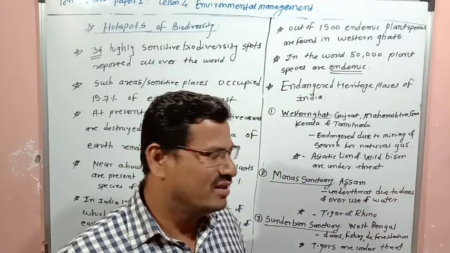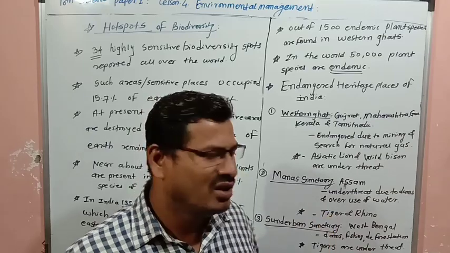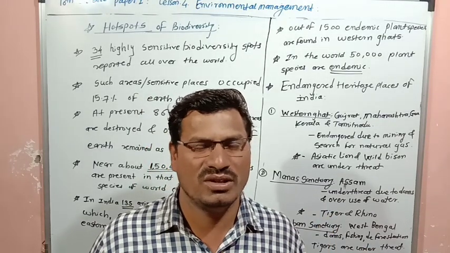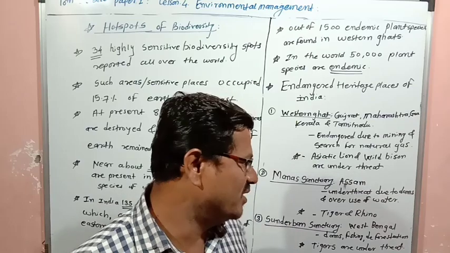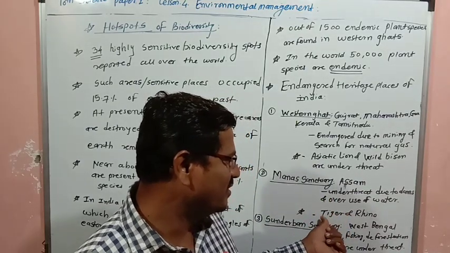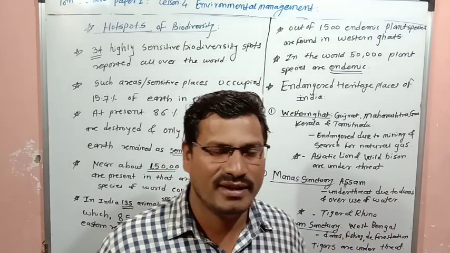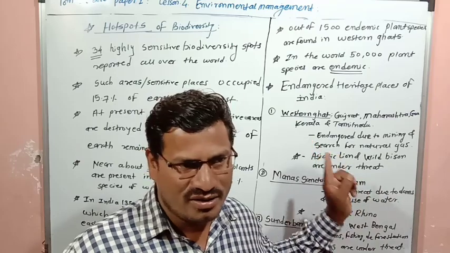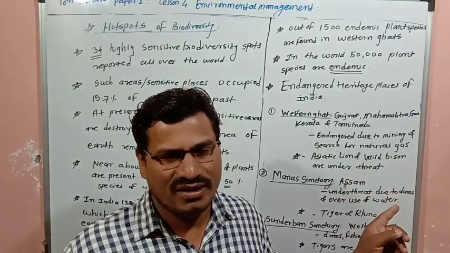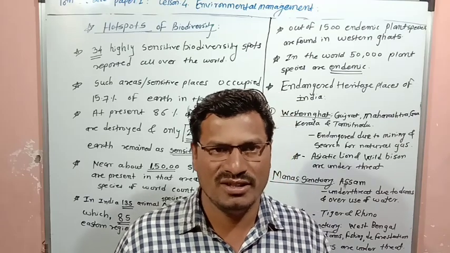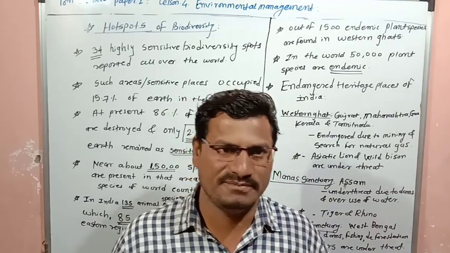So in the case of the Manas Sanctuary in Assam, many dams are built, and excessive use of water takes place, and because of that two kinds of animals are in danger: tiger and rhino. Manas Sanctuary: tiger and rhino, and Western Ghat: Asiatic lion and bison. You have to remember these animals because they will come for matching the pairs.